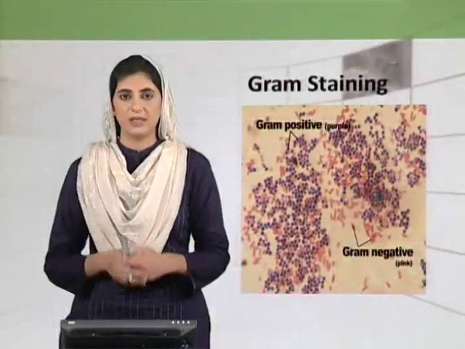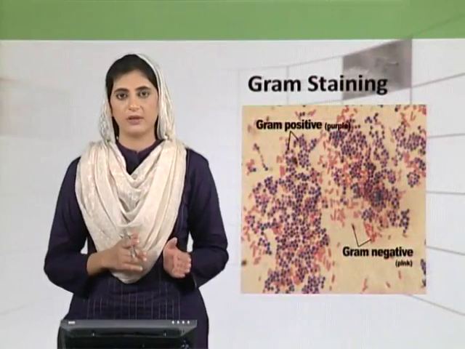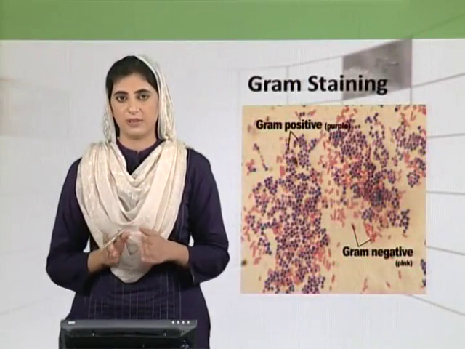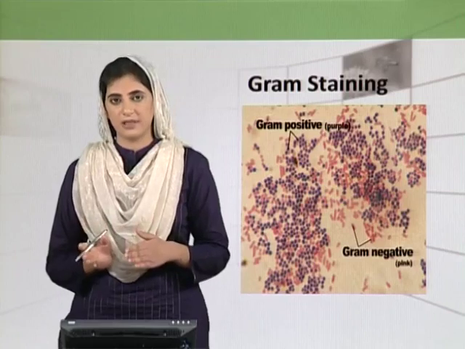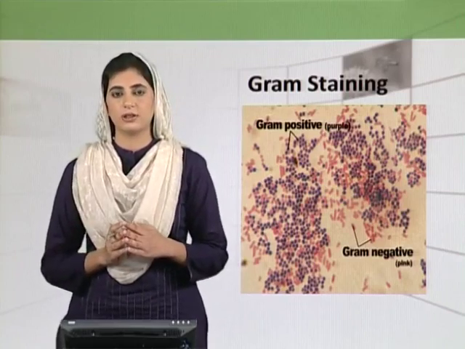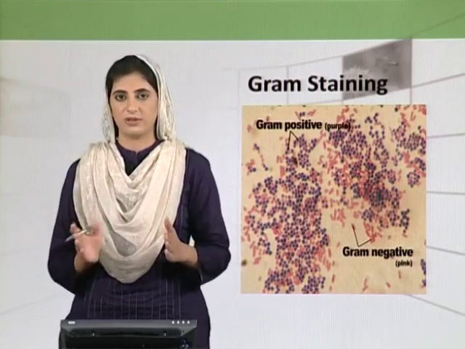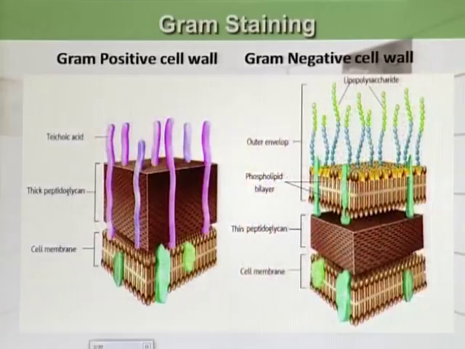Gram staining is a staining technique which is used to differentiate between gram-negative and gram-positive bacteria. Because gram-negative and gram-positive bacteria have different cell wall compositions, on this basis they are separated out or differentiated.